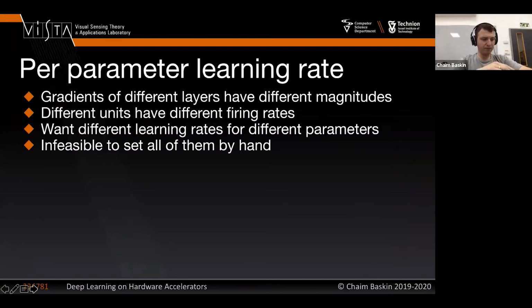Per-parameter learning rates. Gradients of different layers have different magnitudes. Of course it depends on the architectures or on architectural considerations, and we should be aware that the gradients are not normalized. Different units have different firing rates. We want different learning rates for different parameters. It's infeasible to set all of them by hand, by some intuition.